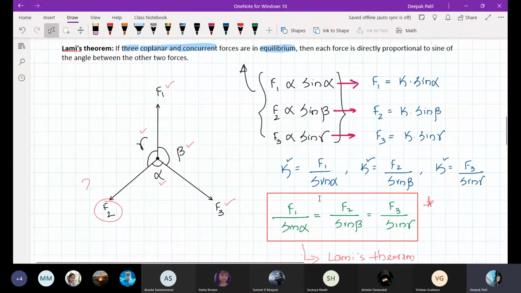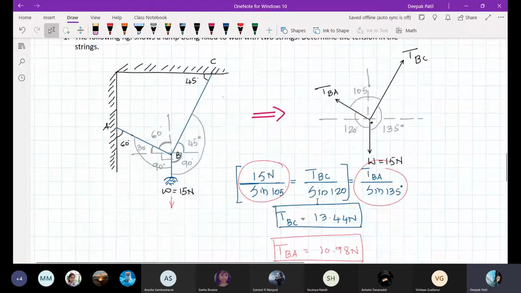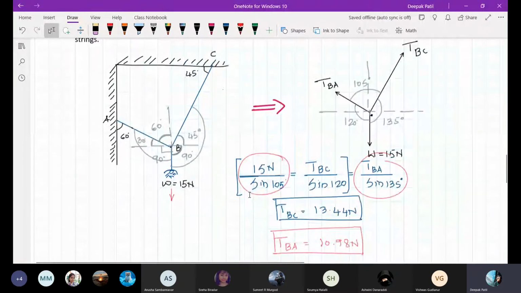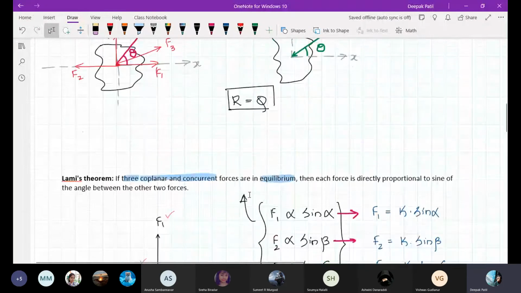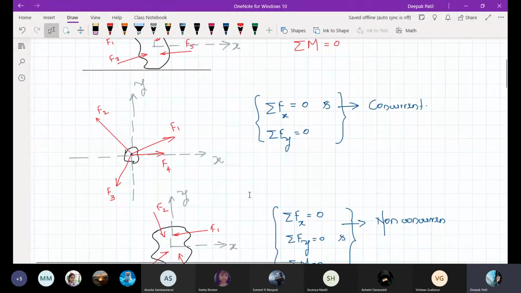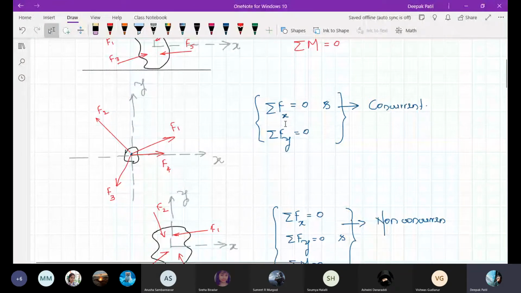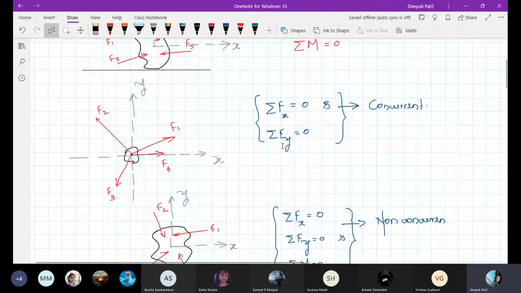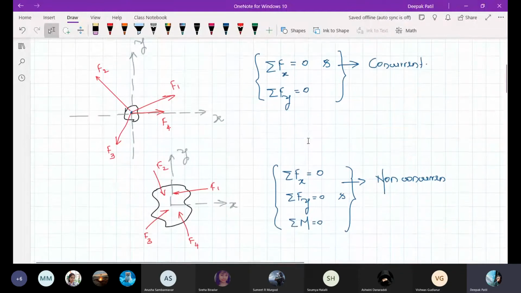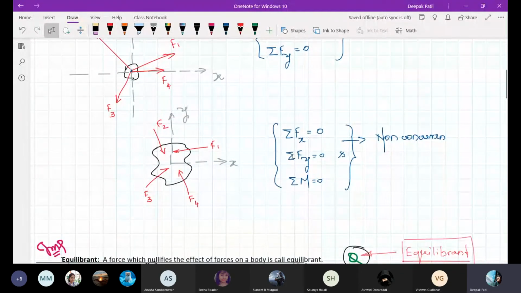I also gave you a simple example where you can apply Lami's theorem directly to find the unknown forces. I also told you about equilibrium. When there are concurrent forces, only two equations of equilibrium come into the picture: summation of all the forces in the x direction is 0 and summation of all the forces in the y direction is 0. When the forces are non-concurrent, there will be three equations: summation of Fx equal to 0, summation of Fy equal to 0 and summation of moments equal to 0.